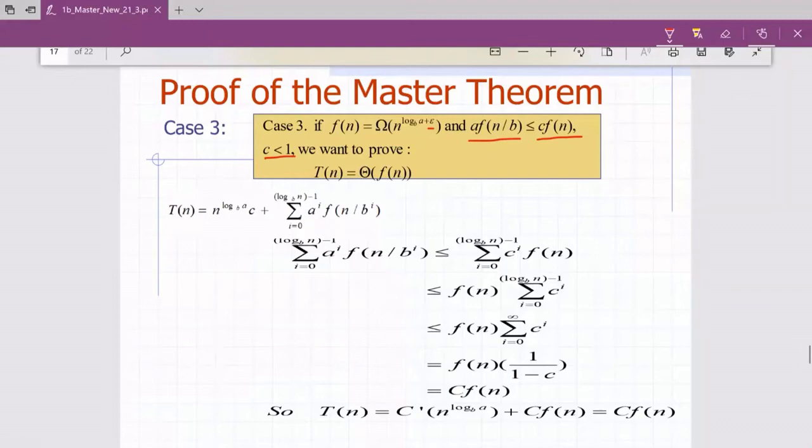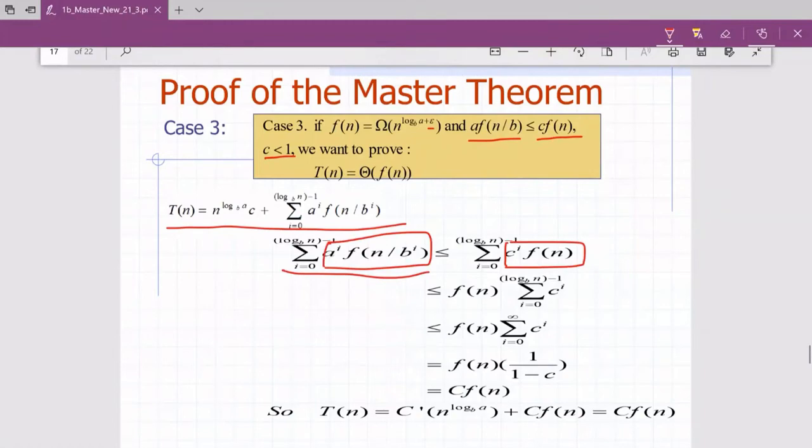We use the same formula here. We just want to replace the formula f(n over b^i) with c^i f(n). I can show you in the next page why this one is valid.